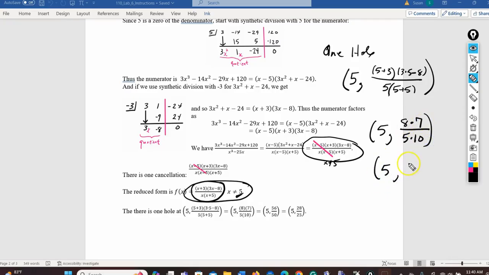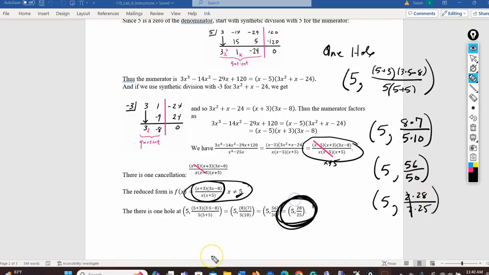So I'm going to have 56 in the numerator and 50 in the denominator. And of course, if you put 56 over 50, then press the math key and enter, enter, it'll give it to you in lowest form, or you can do it the old-fashioned way. 56 is 2 times 28. 50 is 2 times 25, and so the 2s cancel, and you'll get 28 over 25. Those are the coordinates of the hole.